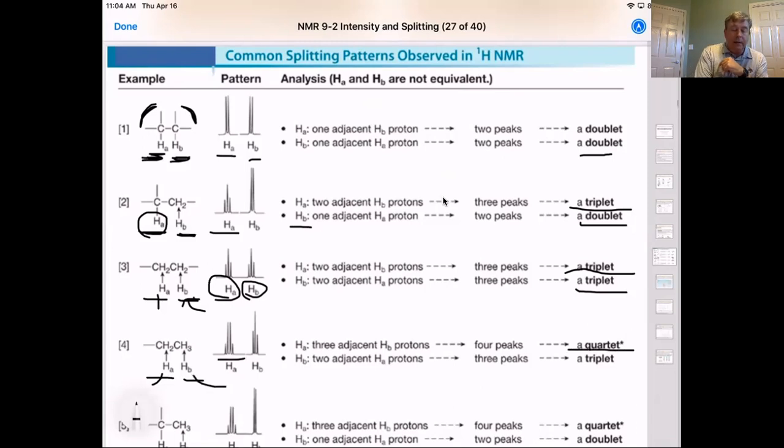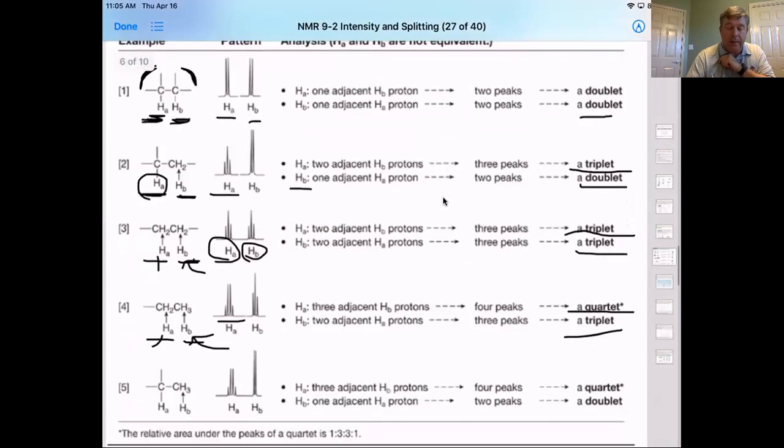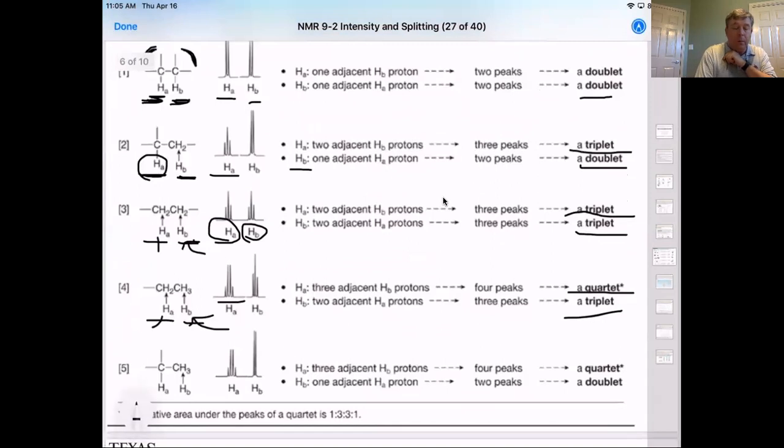And now let's look at hydrogen B here. We have a total of 3 hydrogens there, but they're all equivalent, so you get 1 peak, and then the adjacent carbon, we have 2 hydrogens on it, so we get a total of 3 peaks, giving us our triplet right here.